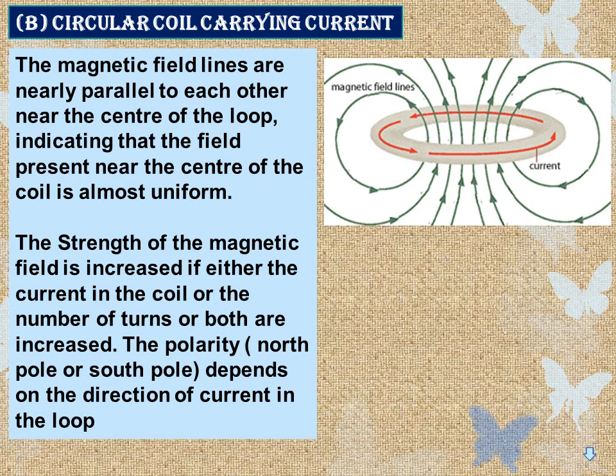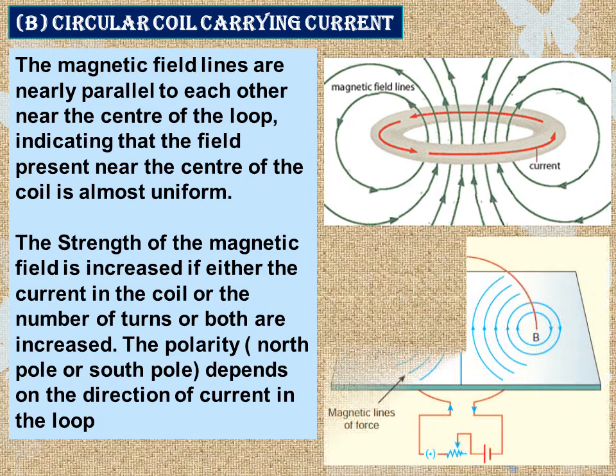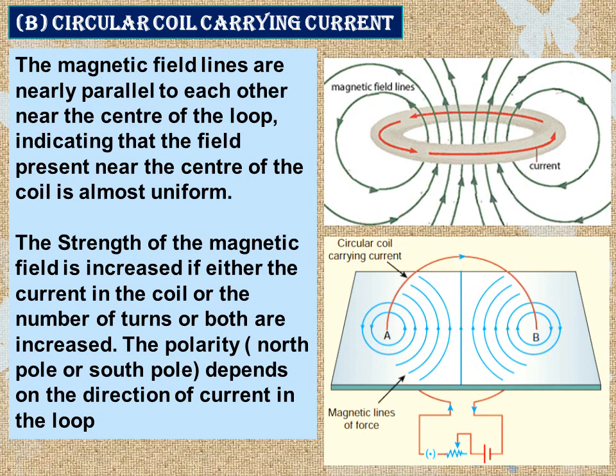The strength of the magnetic field is increased if either the current in the coil or the number of turns or both are increased. The polarity, that means the north pole or south pole, depends on the direction of current in the loop. The circular coil which is carrying the current here, you can see from A to B, and these are the magnetic lines as I have shown in this video, which is connected with the key, rheostat and a battery, which is to give the electrical current here.